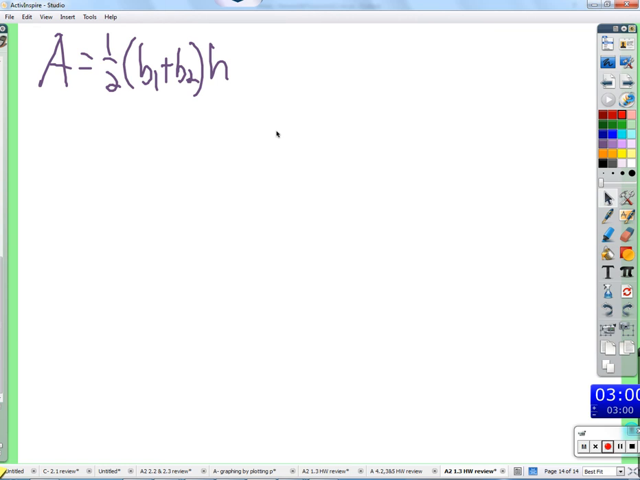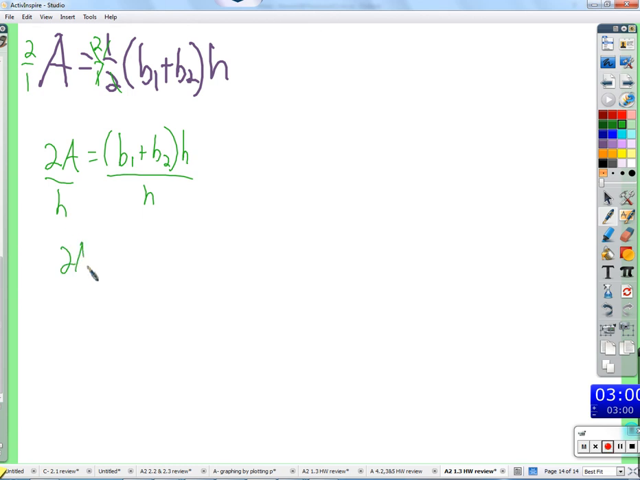And let's solve this. This time we'll solve it for B2. Get B2 by itself. Okay, so you got 2A over H, right? So let's get there. Let's catch up. Multiply by 2 over 1. So we get 2A equals, and the 2's cancel, 1's cancel. We get (B1 plus B2) times H, the same as the previous one, right? And so we divide by H. 2A over H equals B1 plus B2.